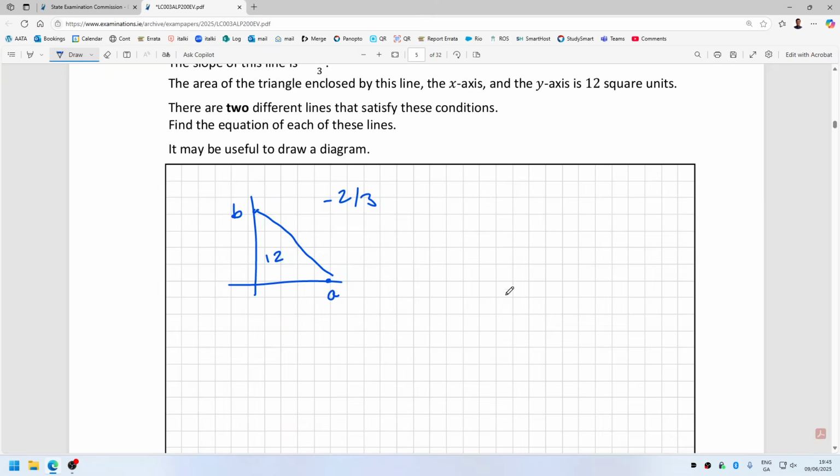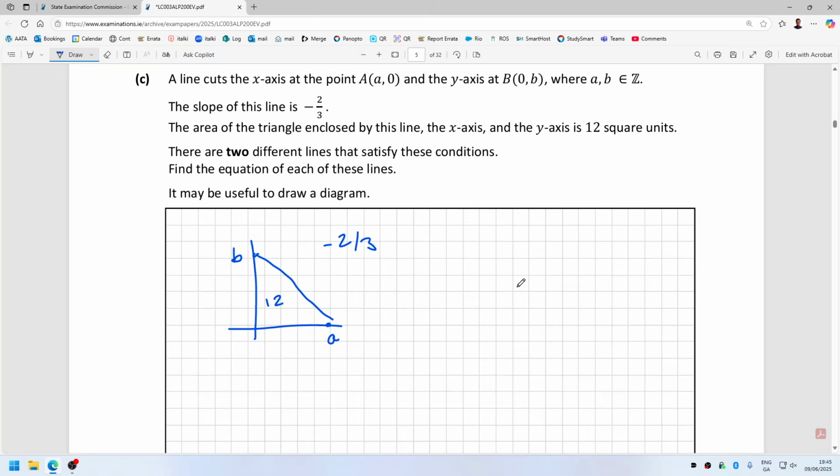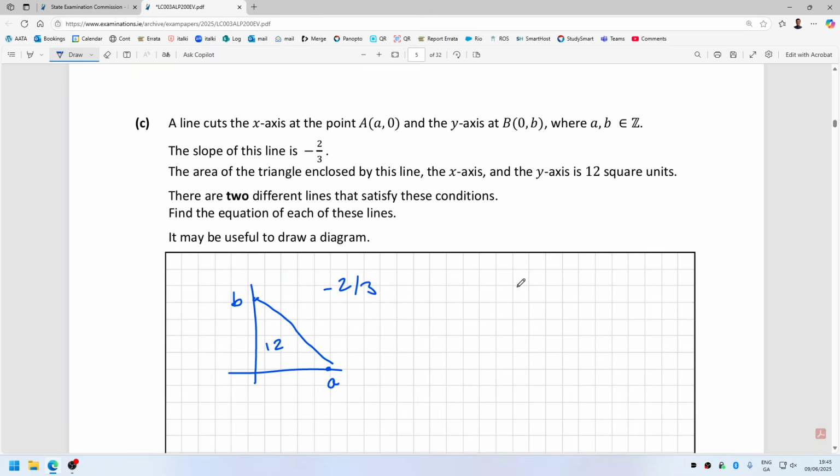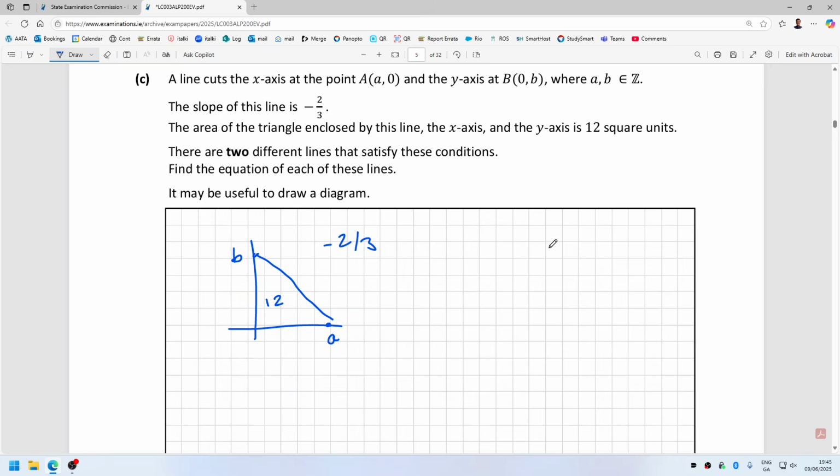I guess because it could be upside down, the negative, yeah, it could be a plus or minus, I'd imagine. Cuts the x-axis at A0 and the y-axis at 0b. The slope of this line is minus 2/3. So how else could it be? Not that way. I guess the other possibility is it's like over here.